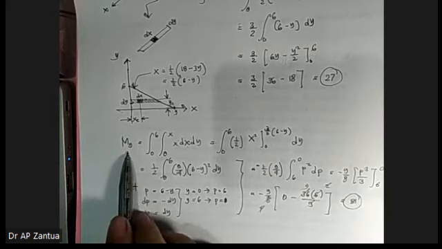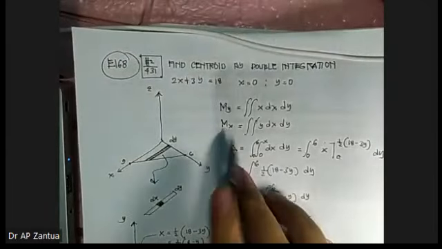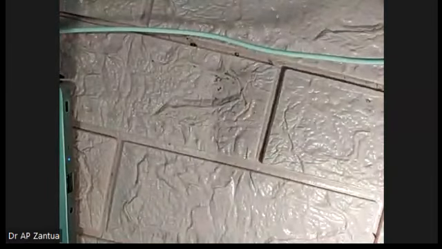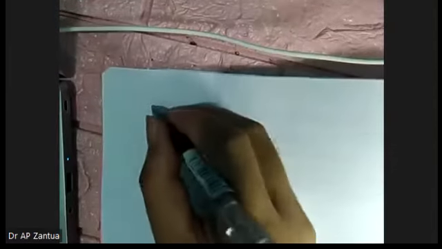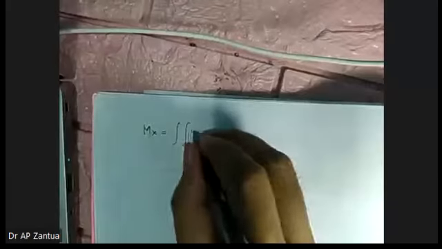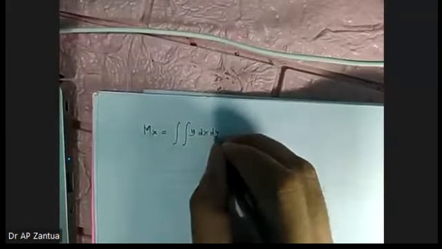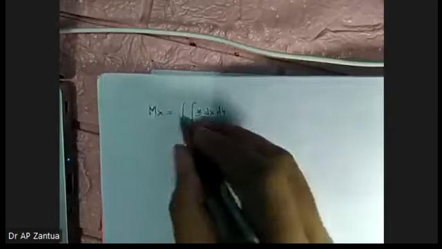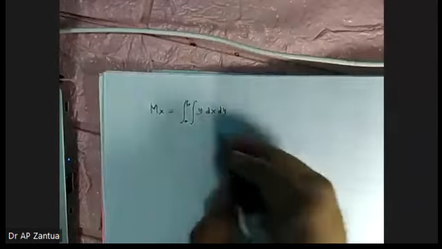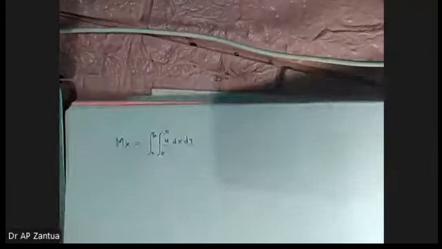So we have to also find out for Mx, that is x. So Mx is equal to the integral of y dx dy. So the exterior y is 0 to 6, and the interior is 0 to x. Is that correct? Okay, that's correct.